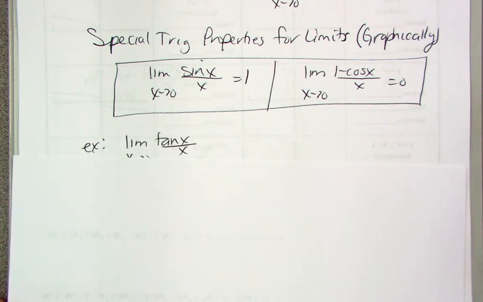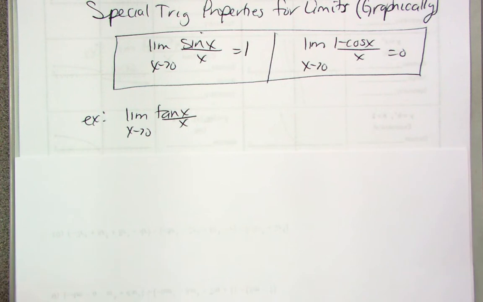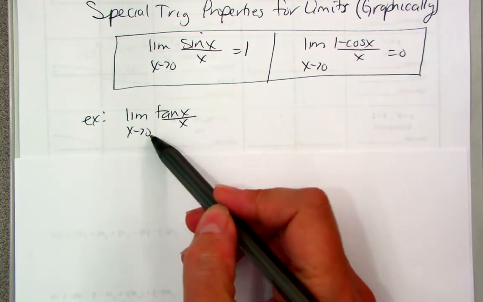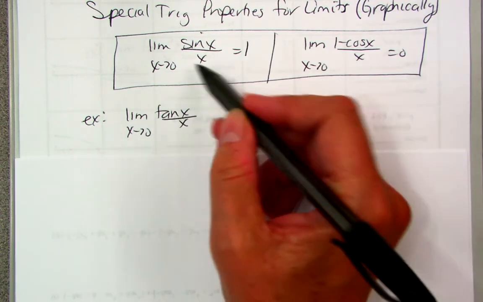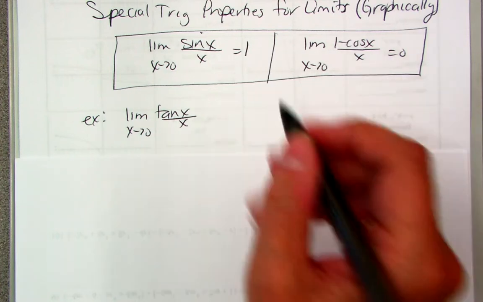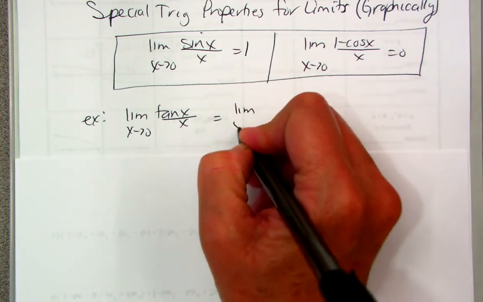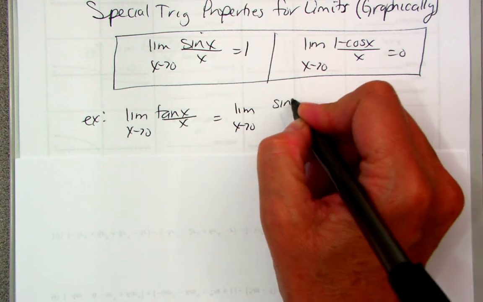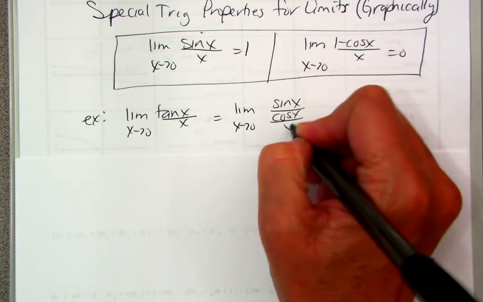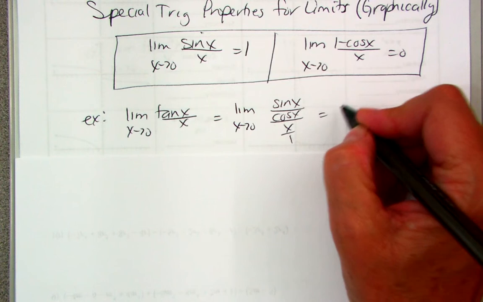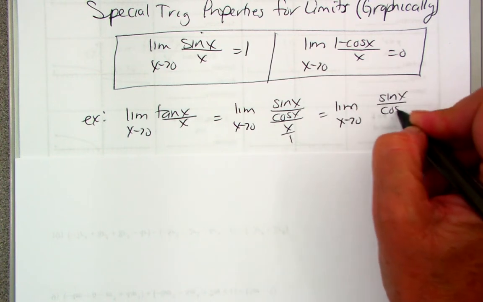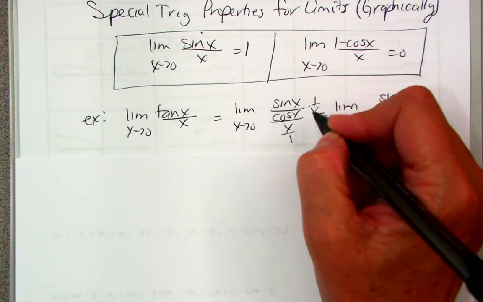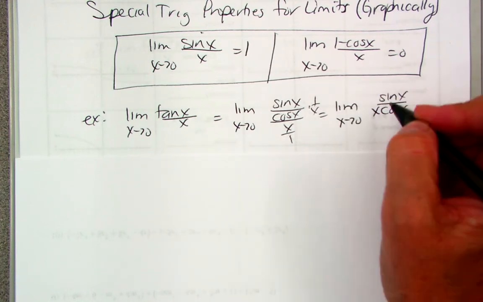So let's do some examples using these special trig properties. So the first one is a limit of tangent of x over x as x approaches 0. So again, just by direct substitution, if I put in 0, I cannot find that limit. So then I have to rewrite this in the form of these 2 special trig properties. So I think what I'm going to do is I'm going to go ahead and take tangent and change it into sine of x over cosine of x over x. Then I'm going to go ahead and multiply by the reciprocal. Right, x over 1 times 1 over x. So let's put the x here.